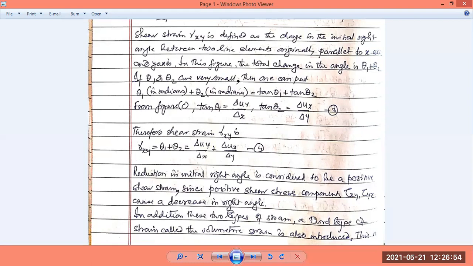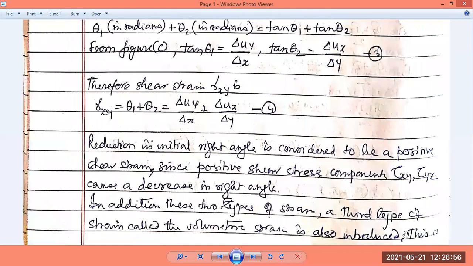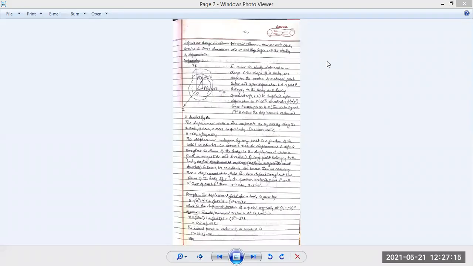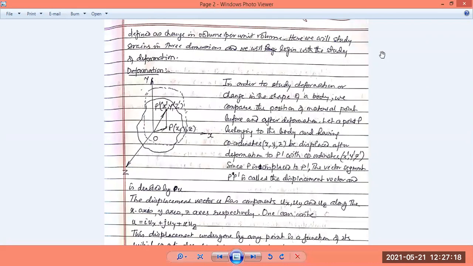In addition to these two types of strain, a third type of strain is called the volumetric strain, which is also introduced here, and given as the rate of change of volume per unit volume itself. We'll study all these strains in 3 dimensions, and we'll begin with the study of deformation like this.